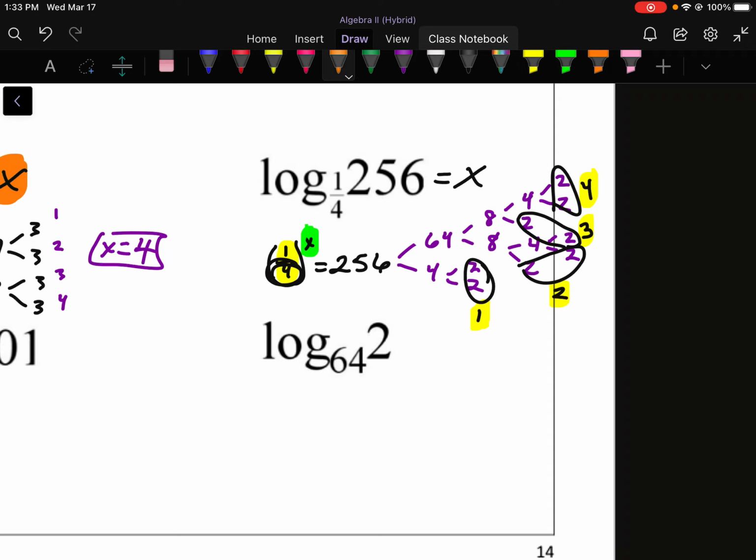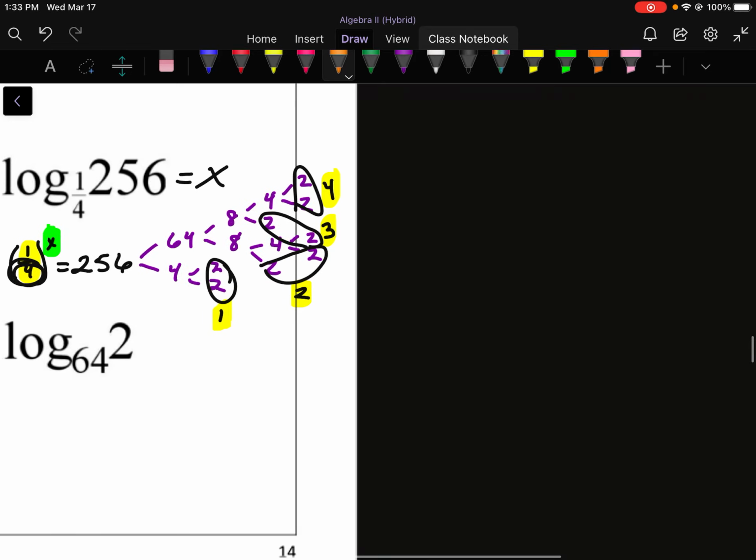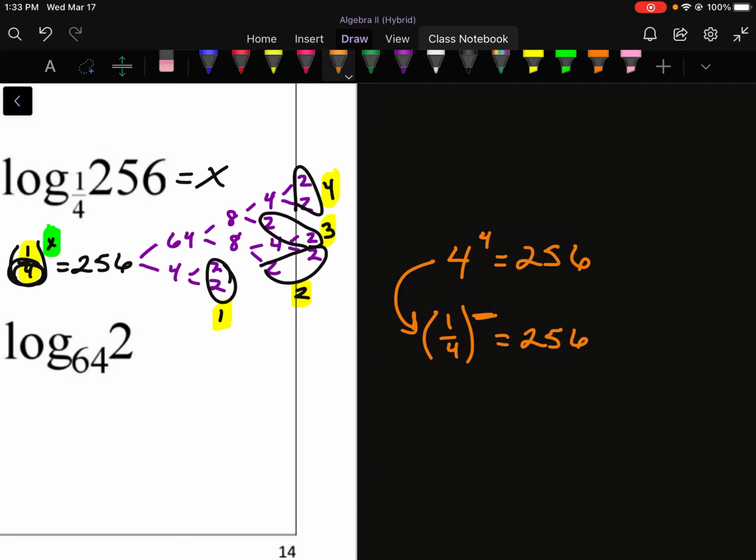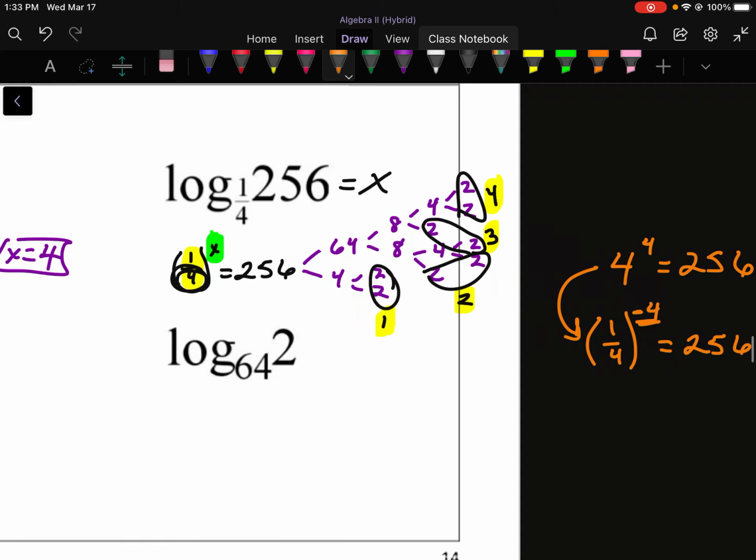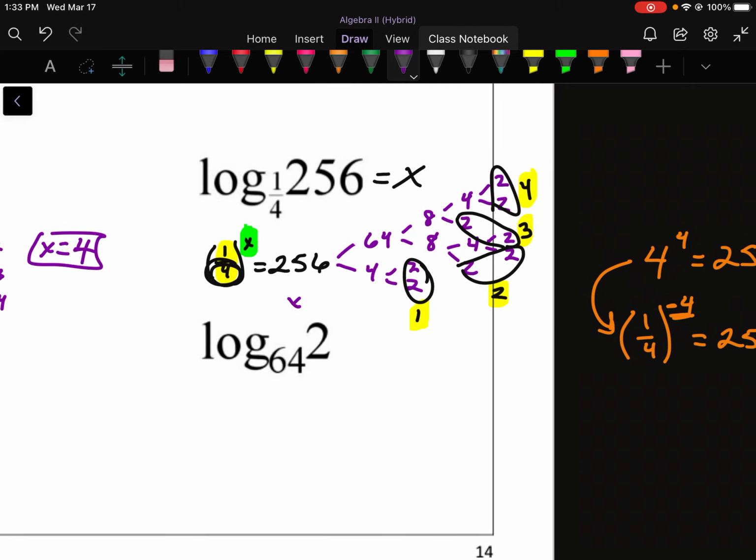Just sidetracking really quickly, that means that 4 to the 4th power equals 256. But I want to know what power of 1/4 equals 256. So in order to flip-flop our bases to go from 4 to 1/4, we would make this a negative exponent. So that means that x equals -4.